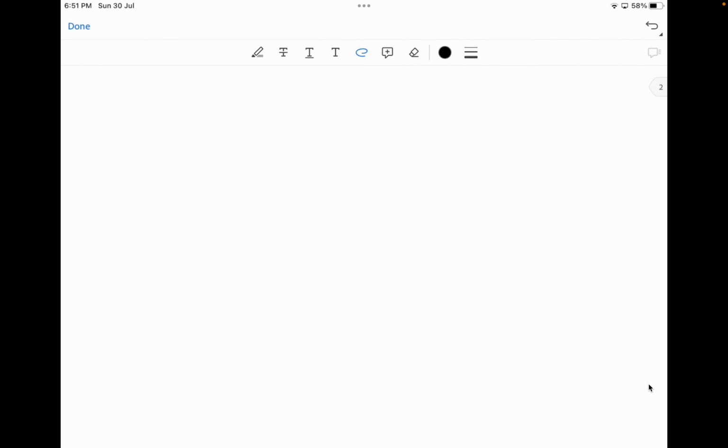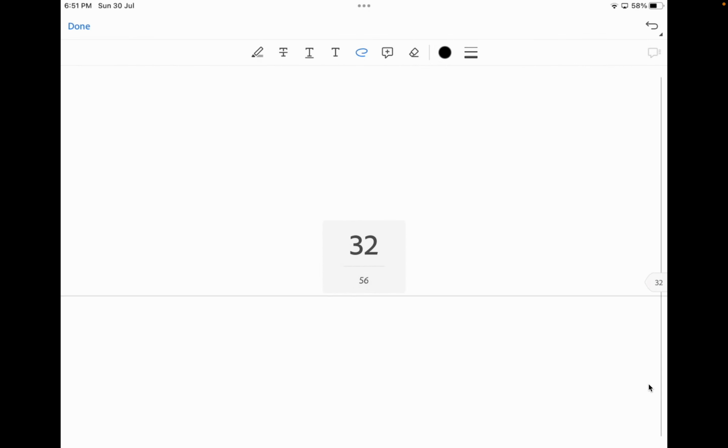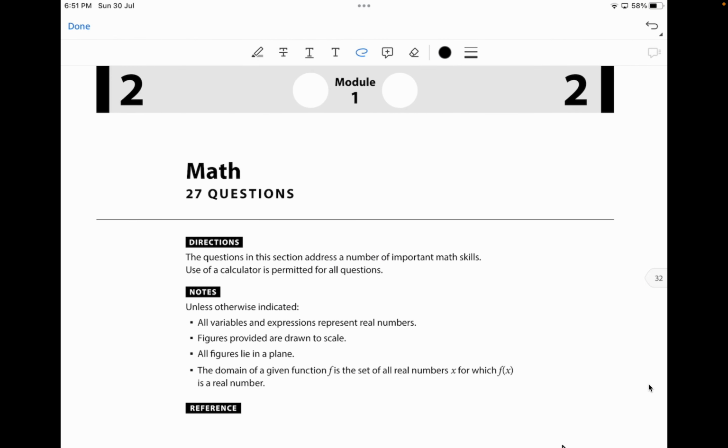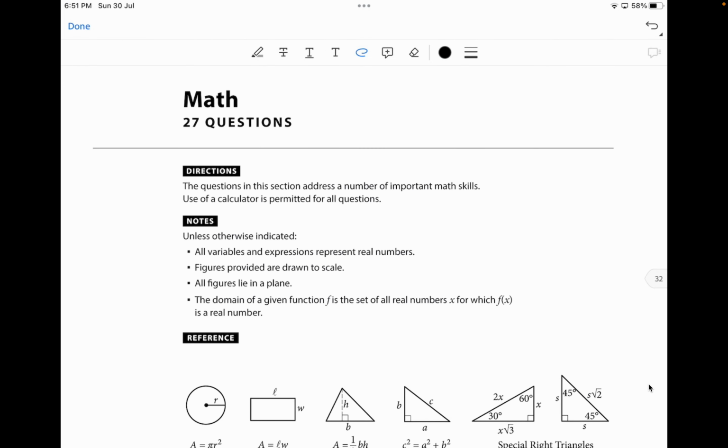The exam comprises reading and writing, so we're just going to move on to the mathematics section here. As you can see, there are 27 questions, and this is module 1. The directions say that the questions in this section address a number of important math skills. Use of a calculator is permitted for all questions. By the way, for the digital SAT, you're allowed to use a calculator in all sections of both module 1 and module 2, so that's a big bonus. There should be an inbuilt calculator during your exam, either through the Blue Book app, so hopefully that can help you guys.